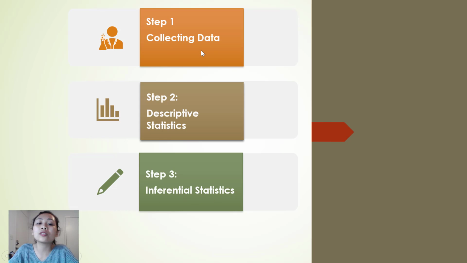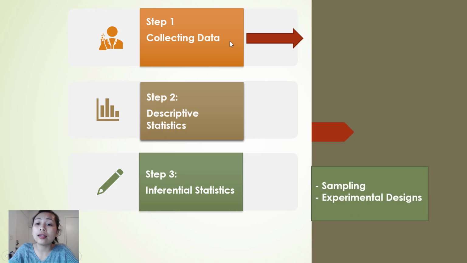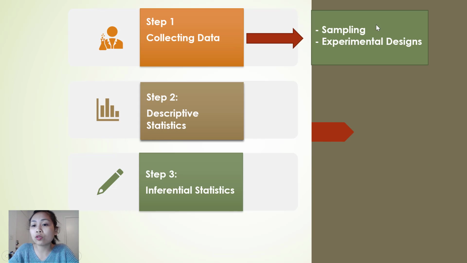The first step is basically sampling and experimental design, which is covered in chapter 1. So up to now we have finished the first step. Then for step 2, descriptive statistics, this is what we are going to work on. Remember, after we collect the data, we have to summarize the sample, and then we use the sample to make inferences to the population.